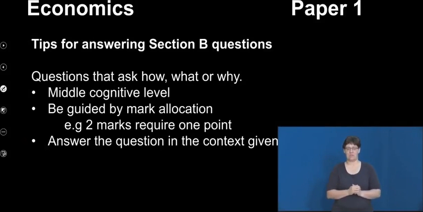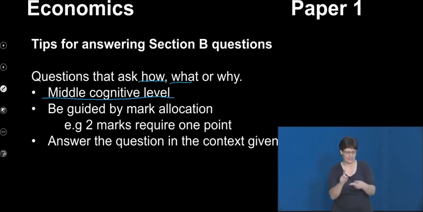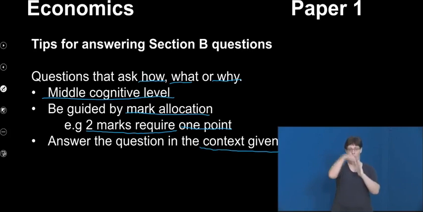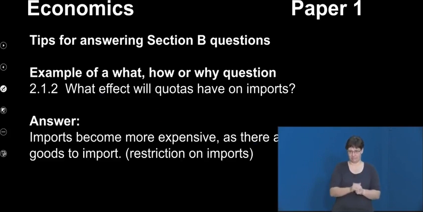Right, then we move on. We look at questions that are mid-cognitive level. These are your how questions, your what questions, your why questions. You need to be guided by the mark allocation. For example, for a 2-mark question, you only require 1 point. If it's a 4-mark question, then again, you need at least a minimum of 2 points there. Again, you need to answer the question in the context that it's given. I've got an example that I'm going to tackle with you. The example says, what effect will quotas have on imports? I'll take it again. What effect will quotas have on imports?